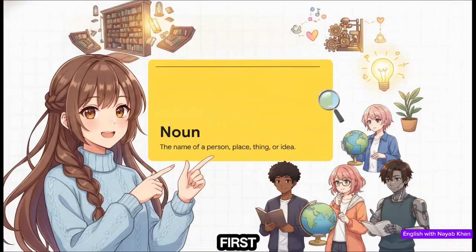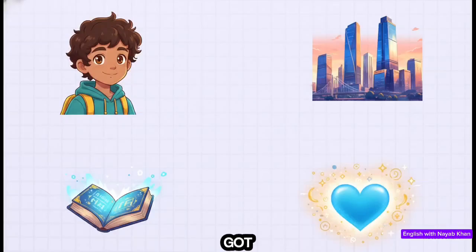Let's move to our first core building material, the noun. Simply put, a noun is a naming word. It's the name of a person, a place, a thing, or an idea. Think about it. We've got Ali, which is a person. We have Karachi, a concrete place. We have a book, right? A physical thing you can hold. And then we have happiness. Notice that nouns aren't just physical objects you can touch. They can be completely abstract ideas or emotions too.